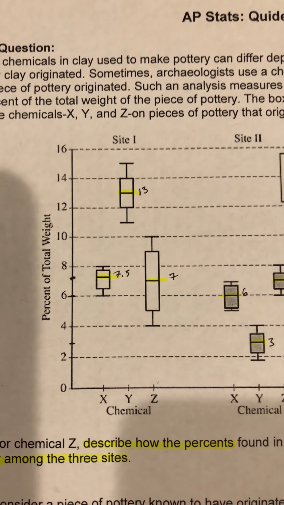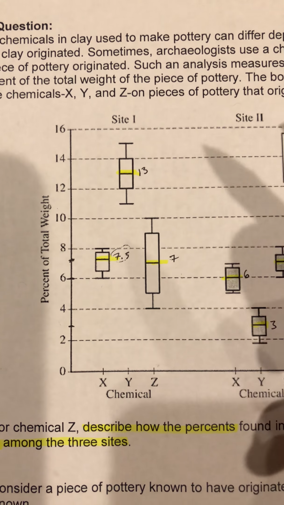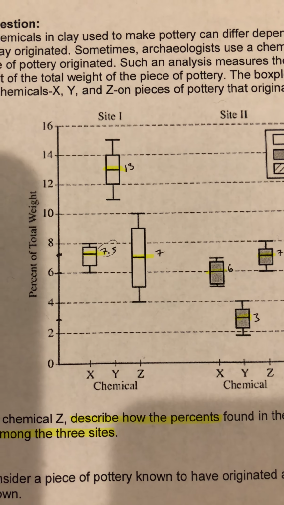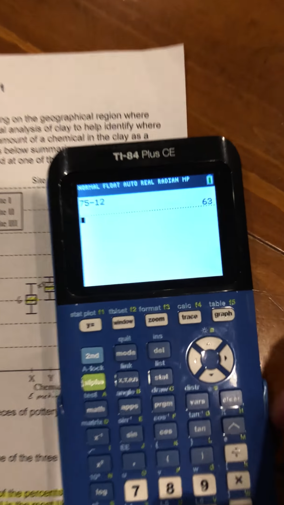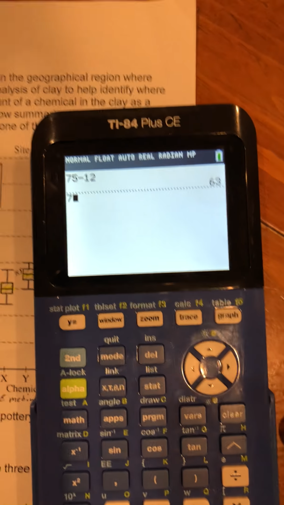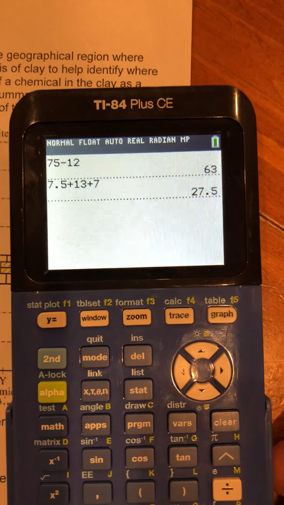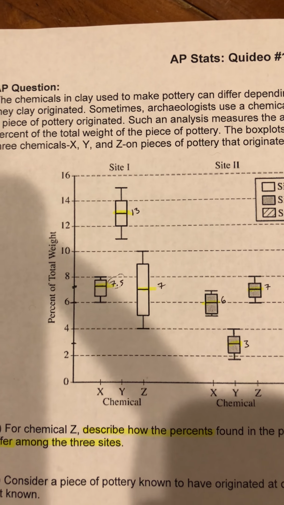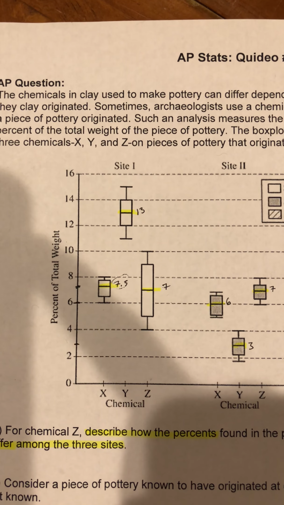So, I went ahead and wrote in all the different medians that I found for each of the chemicals. The first one, chemical X, is 7.5. Chemical Y is 13. And chemical Z is 7. So, if we look over to our calculator and add these numbers up, 7.5 plus 13 plus 7, we see that we get a value of about 27.5. So that means that we have a difference of 7, which means that the piece of pottery is not going to come from site 1.